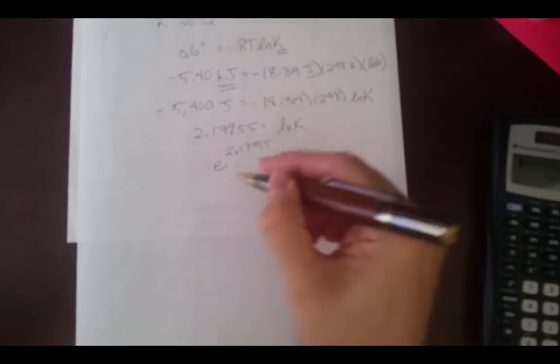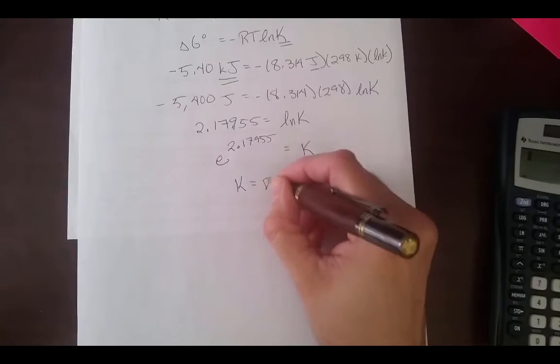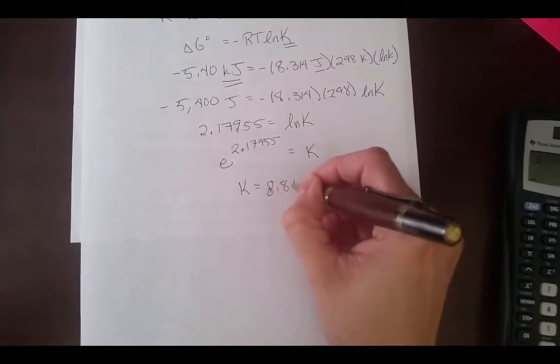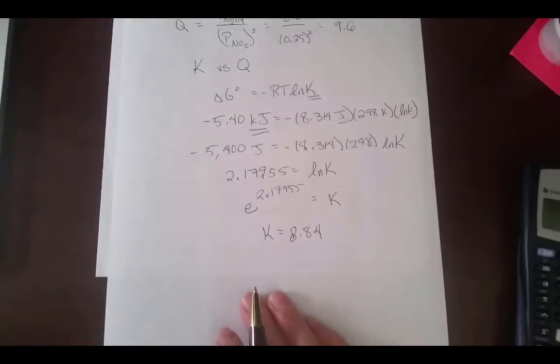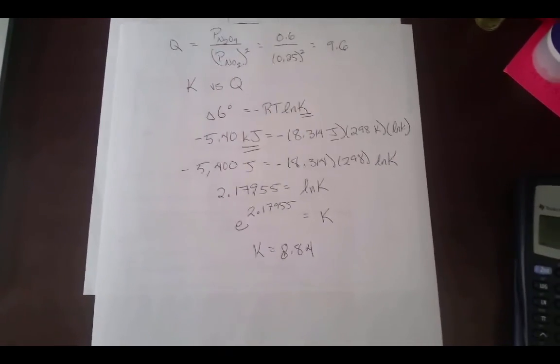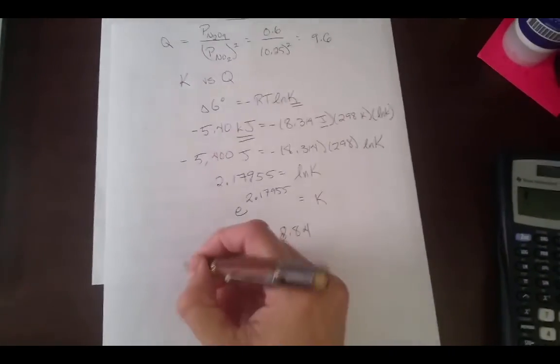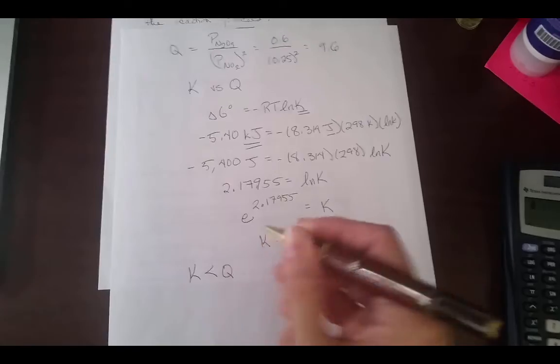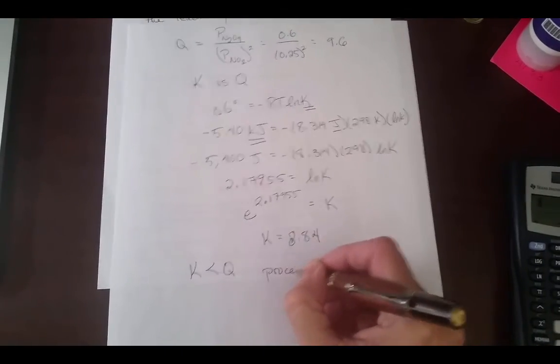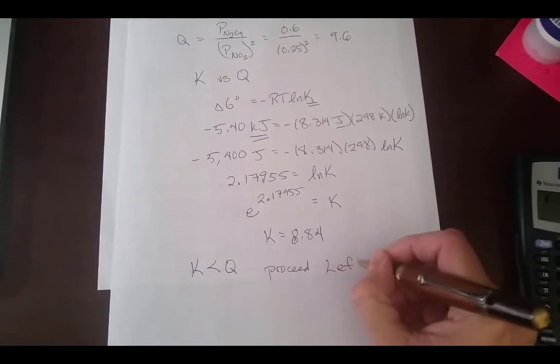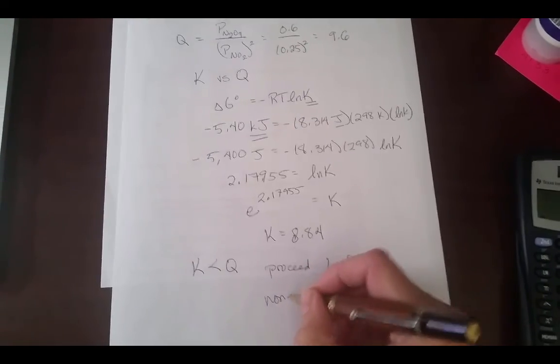Then, once I have this, it's just plugging in my numbers. I can plug that into my calculator, and I'm going to get a K value of 8.84. So now I've got Q versus K. I've got a Q value of 9.6, I have a K value of 8.84, and what you can see is that since my Q value is greater than K, or K is less than Q, this should proceed to the left, which means it's going to be non-spontaneous.